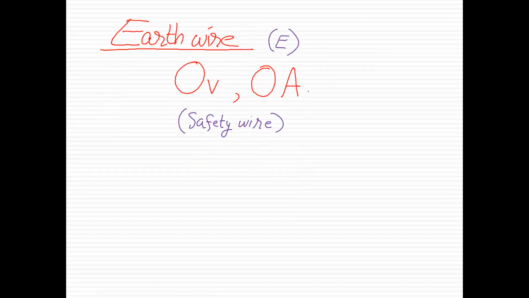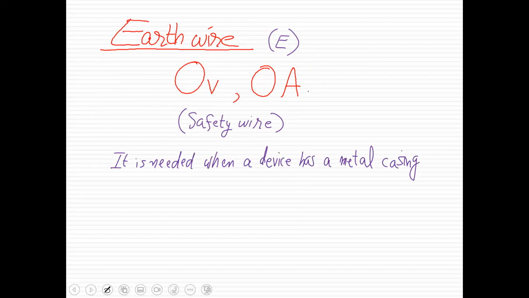Now we come to earth wire. It is a safety wire. It is not always needed. It is needed when a device has a metal casing, like iron, the outer unit of an air conditioner, older types of printers which contain metal casing, washing machines, older washing machines, now they are in plastic body. So they used to have this case, and this is called earth wire. It is the third pin in our 3-pin plugs. You have to copy this.